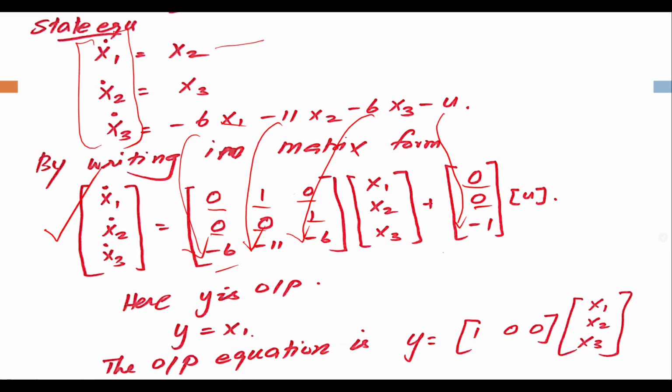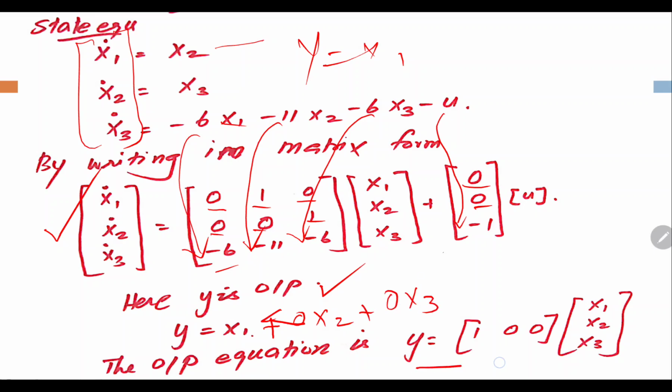So this is the state equation, and the output equation is y is equal to x1. The output purely depends upon x1, and the x2 coefficient is 0, and the x3 coefficient is also 0. So y is equal to [1 0 0] into x1, x2, x3.